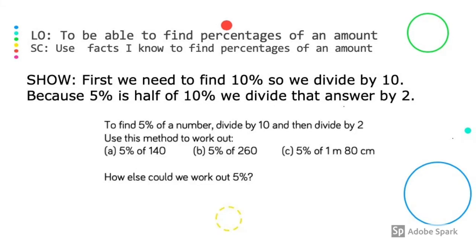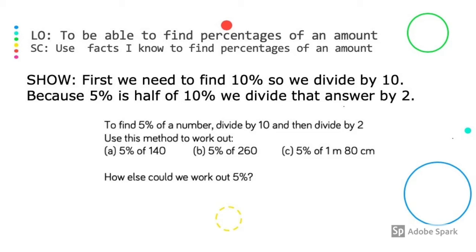We've just learnt how to find percentages of an amount when the percentage is a multiple of 10. We're now going to find percentages of an amount where the percentage is not a multiple of 10. On the screen, these 3 questions are asking us to find 5% of a number. We need to divide by 10 and then divide by 2. This is because we first need to find 10%, so we divide by 10. And because 5% is half of 10%, we divide that answer by 2.